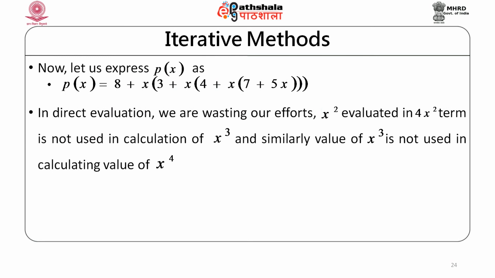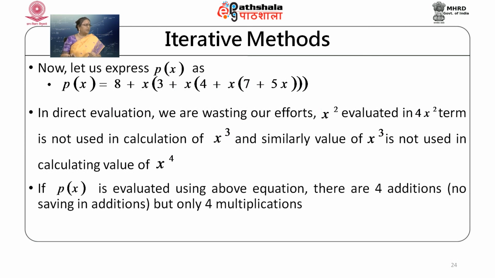Only 1, 2, 3 and 4. There are only 4 multiplication operations, because in this nested parenthesis we are making use of the fact that once we have x square, it is as good as retaining it to calculate x cube, whereas in the direct evaluation the efforts are being repeated. So, here using this nested parenthesis, 4 additions and 4 multiplications.